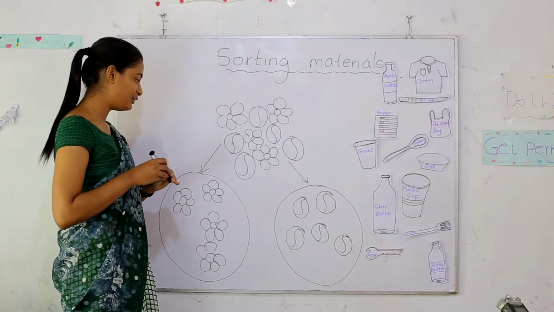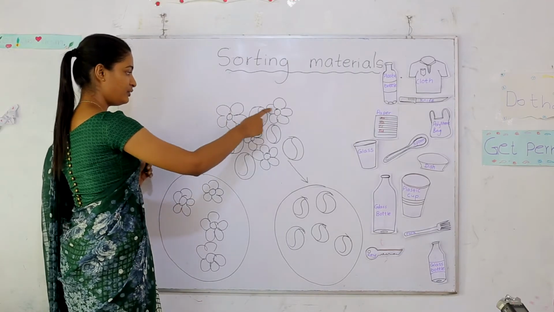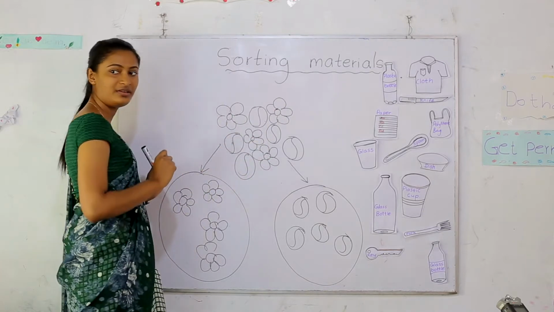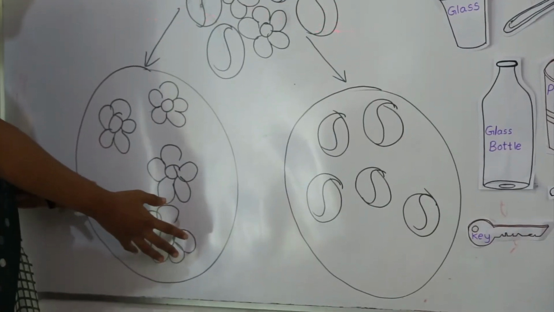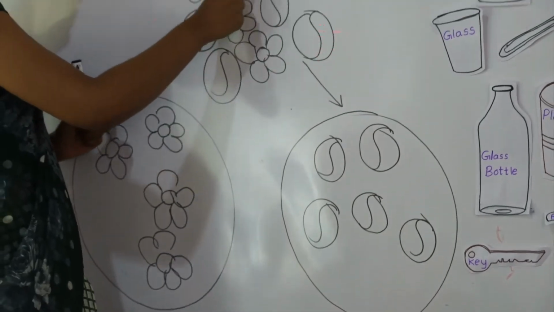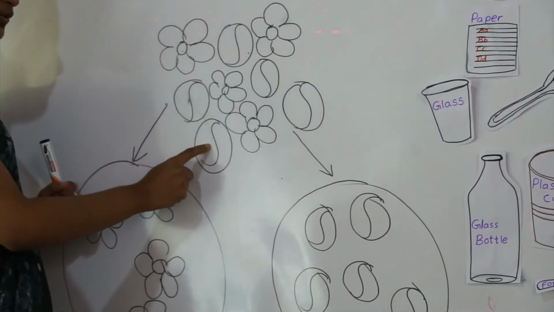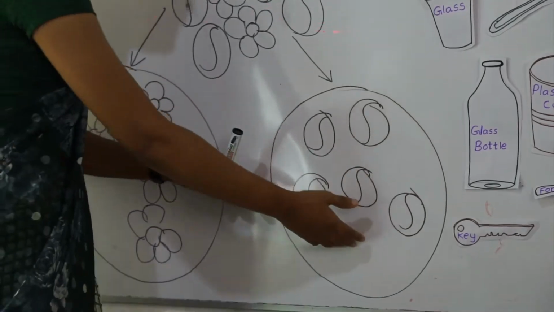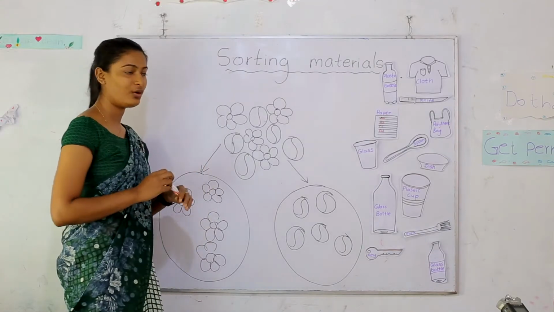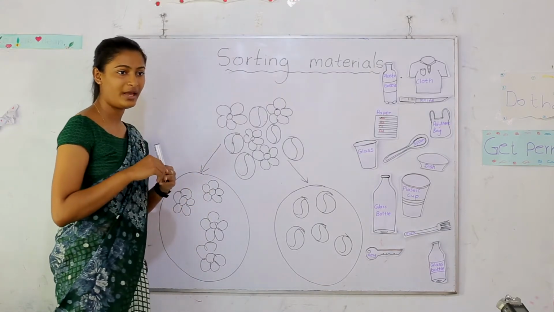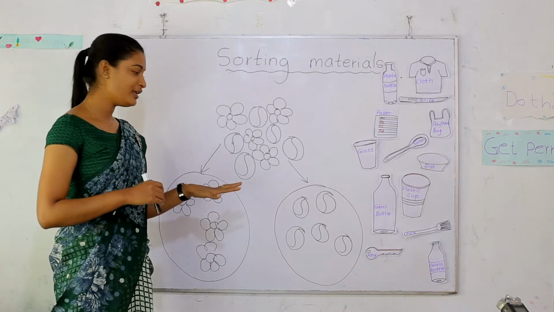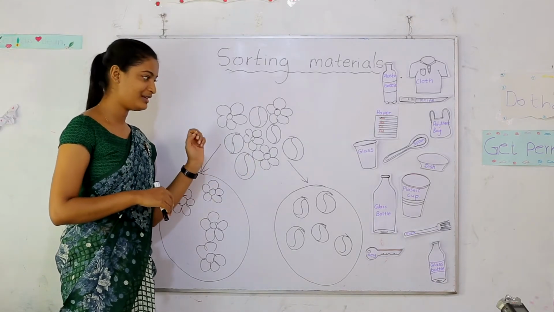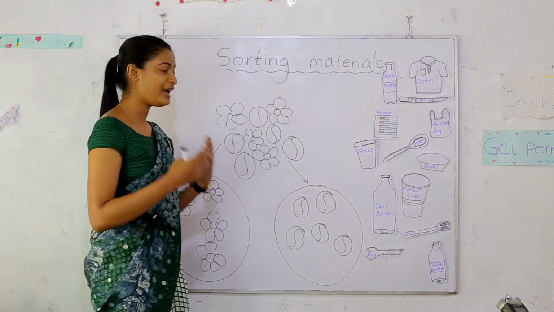Okay, now look at this. There are 1, 2, 3, 4 flowers here. So I took those flowers to one side and 1, 2, 3, 4, 5 balls to the other side. This is what we call sorting or grouping materials. But today we are not going to discuss this. Now it is somewhat advanced.